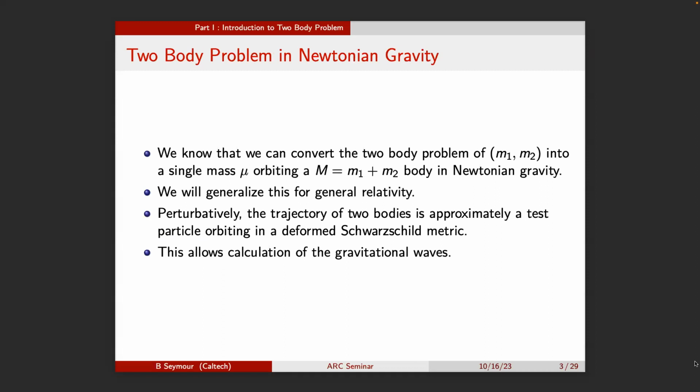Everybody knows that in Newtonian gravity, you can convert the problem of two masses with two momenta and locations into the center of mass frame, and then you write it with the relative momentum and the total momentum, and it turns out you can solve this in the standard way. And the cool thing is you can generalize this for general relativity by doing it perturbatively. Approximately, it looks like a test particle orbiting a deformed Schwarzschild metric. We'll discuss what that means later. And then you can obviously calculate gravitational waves for this.